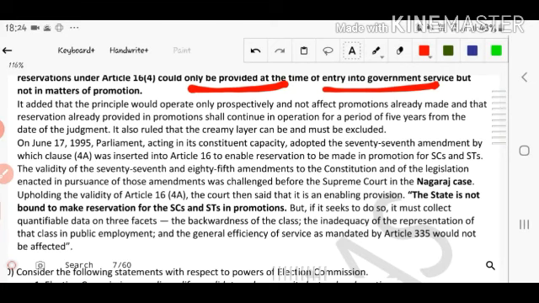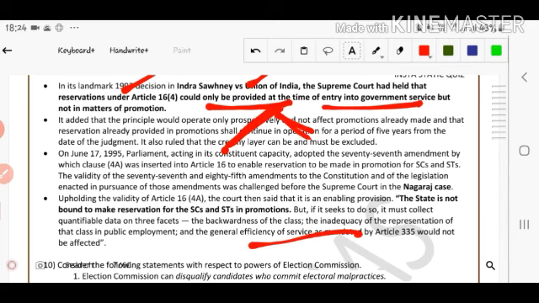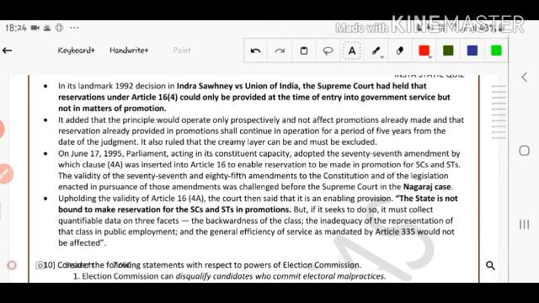In Article 16 clause 4A, the court said that it is an enabling provision; the state is not bound to make reservation for SC and ST in promotion, but if it seeks to do so, it must collect quantified data on three factors. Number first is the backwardness of that class, number second is the inadequacy of the representation of that class in public employment, number third is that general efficiency should not be compromised as per Article 335, which is outside Part 4 of the Constitution. You can understand here that it can be challenged, but some conditions have to be taken care of: the backwardness, the efficiency, and the representation of the class in that service.